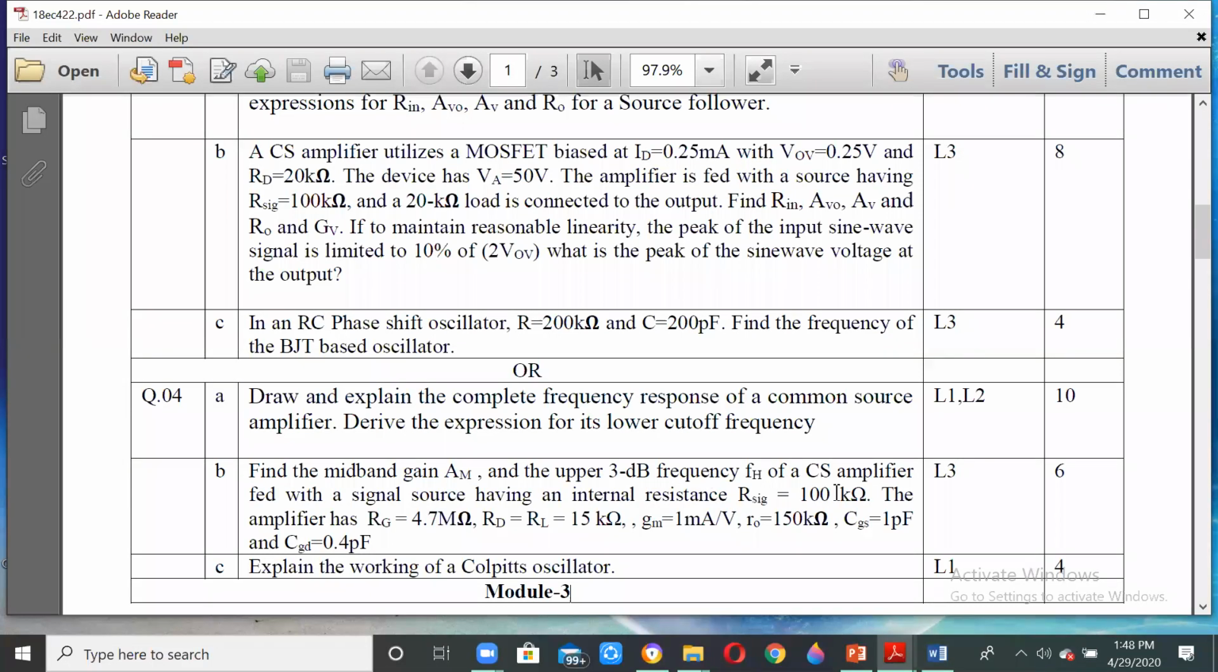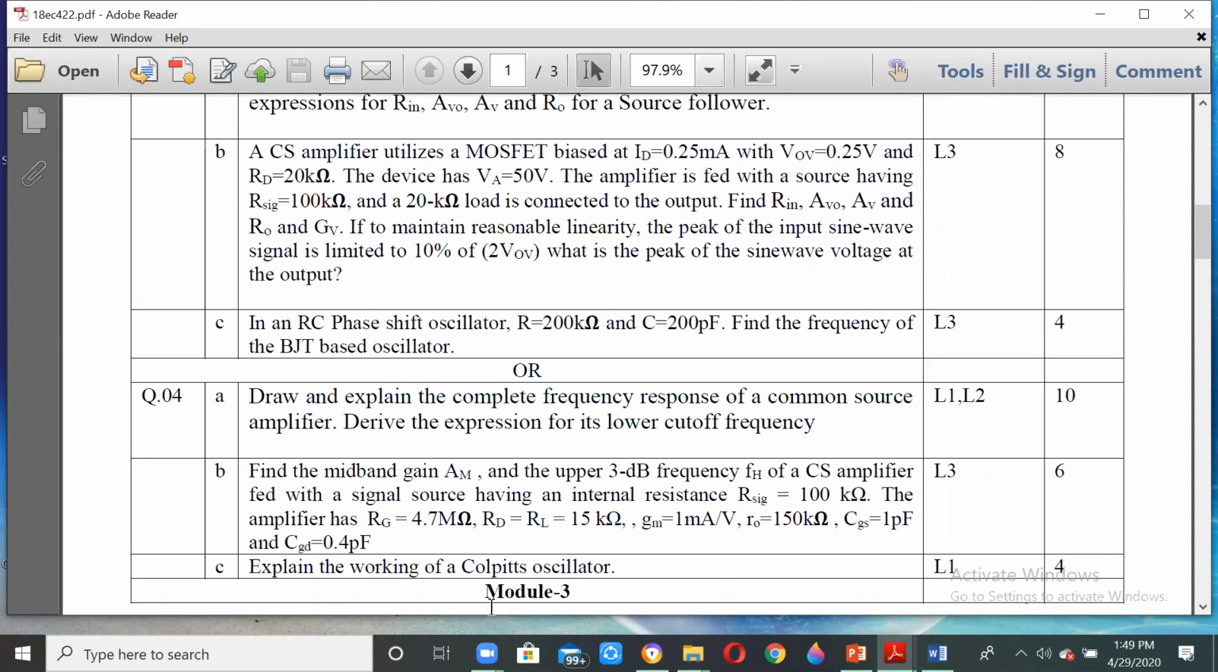R sig will be the value which is R sig in parallel with RG. RG is very large, hence it doesn't have any meaning there. So only thing is the R sig. So R sig only can be considered as R sig dash, but otherwise you can always take these two parallel. Okay.